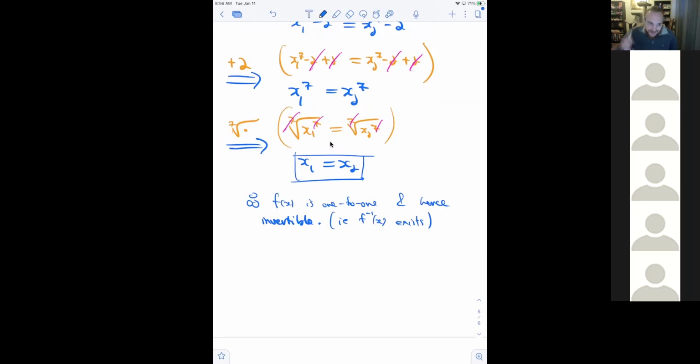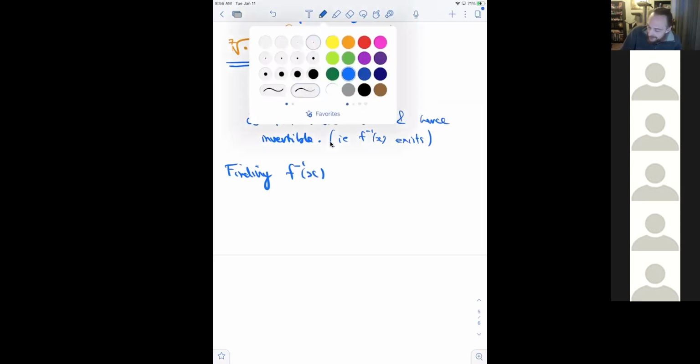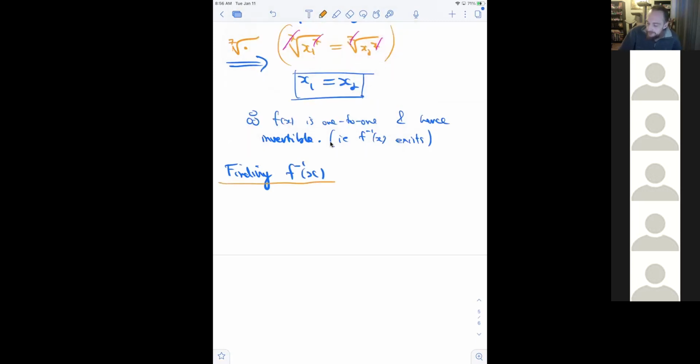I.e., f inverse exists on its domain, which is all of R. How do I find f inverse of x? I use the exact same algebraic operations. Step 1, we write y equals f of x.